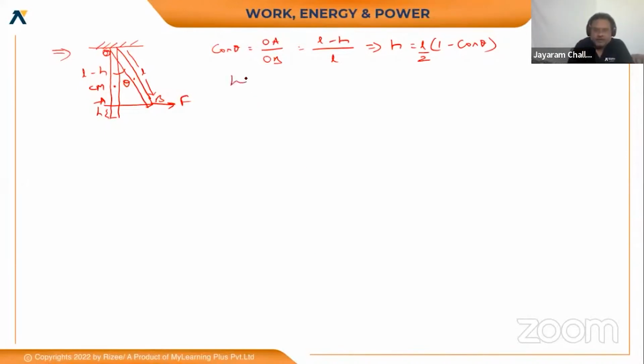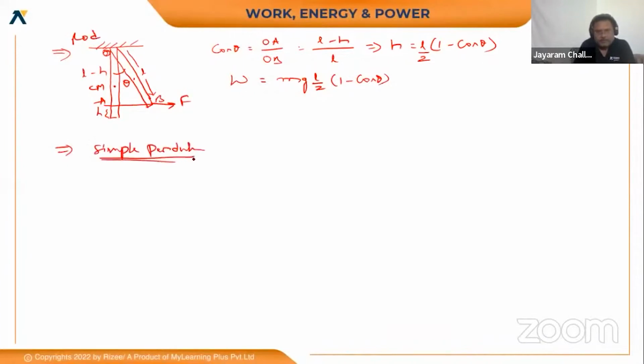So as we have got the h value, work done will be equal to mgh. That is mg into L by 2 into (1 minus cos theta) if this is for a rod. And if it is for a simple pendulum, the same formula applies, but the bob is at the bottom. The rope doesn't have a center of mass location, so the center of mass of the system will be at the bottom, so it will be mgL into (1 minus cos theta).